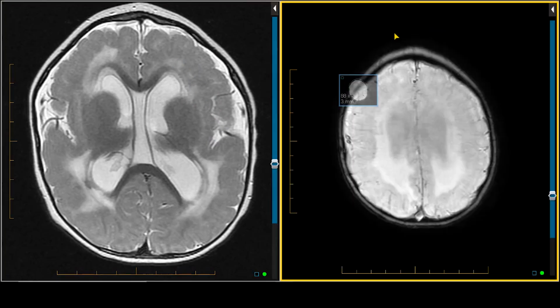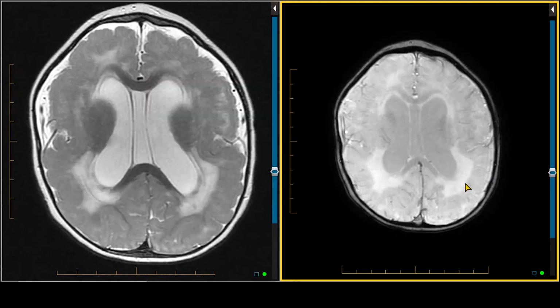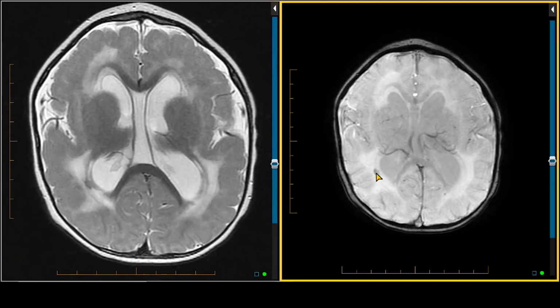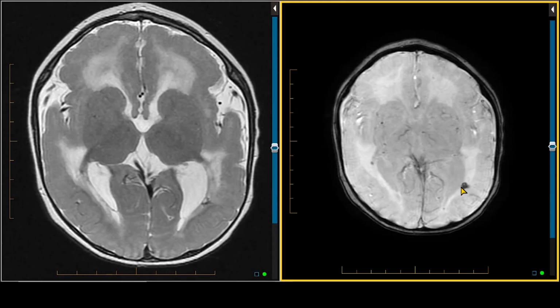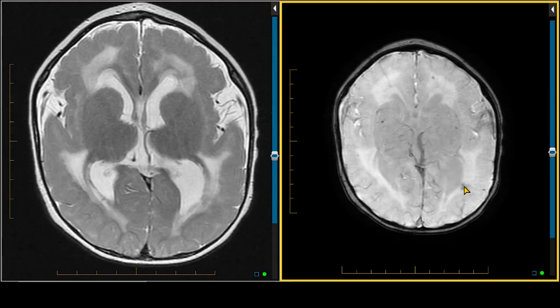white matter volume loss, and temporal pole cystic changes, is on this susceptibility weighted image, we're seeing areas of susceptibility hypointensity in the periventricular white matter here in the right inferior parietal lobe, and here in the left occipital lobe. These are likely related to dystrophic mineralization. Collectively, these findings are very suggestive of in utero cytomegalovirus infection. One of the other clinical presentations of children with in utero cytomegalovirus infection is congenital sensorineural hearing loss.